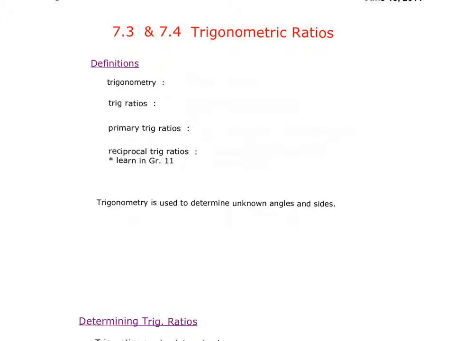Okay, guys, welcome to 7.3 and 7.4, trigonometric ratios. We're just going to go over some definitions. So the first is trigonometry, which is the study of triangles.